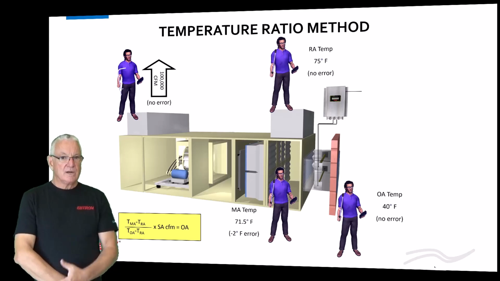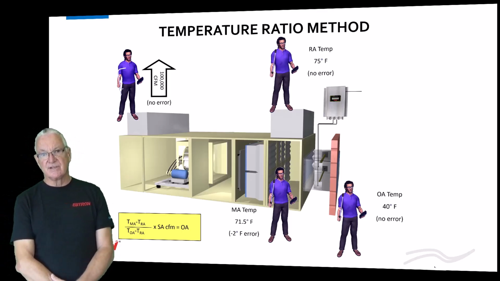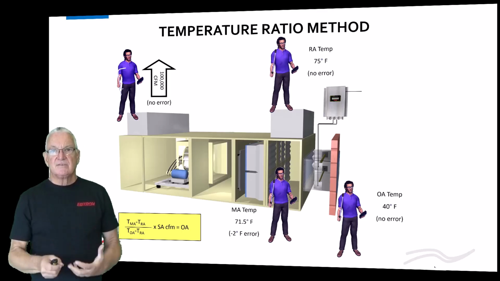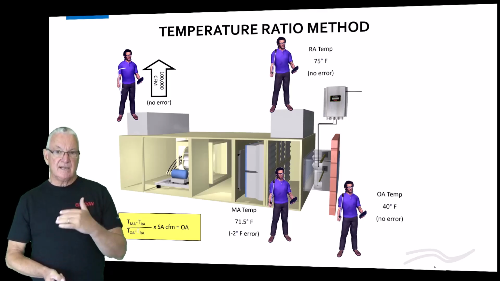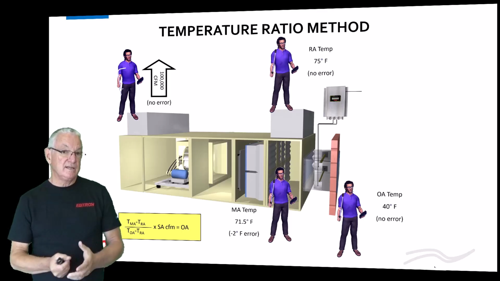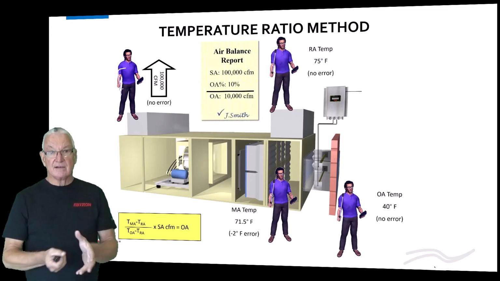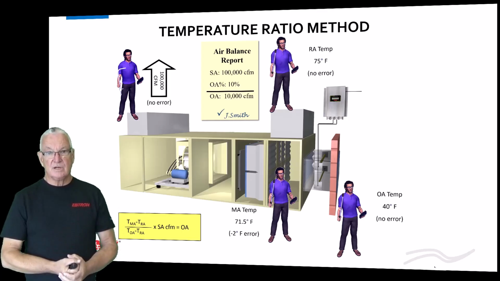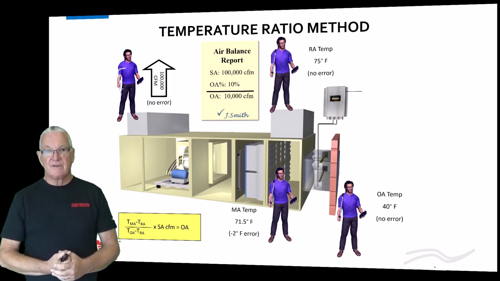All right, so we're going to take a very specific example first. It's 40 degrees outside, 75 degrees return air. It measures 71.5 degrees on the mixed air. But mixed air is very difficult to measure accurately, because it's mixing return air and outside air, and honestly, a 2-degree uncertainty isn't a lot of uncertainty. It's probably greater than that, is what I'm saying. So let's go ahead and calculate it out with that error. When we calculate it out with that error, we get that 10% of the supply air is outside air. We measured 100,000 CFM, so we got 10,000 CFM of outside air.